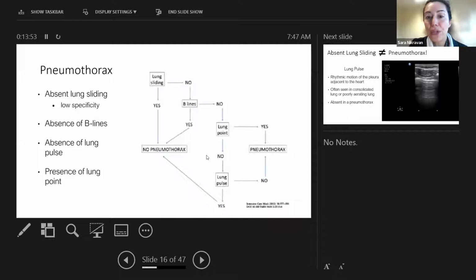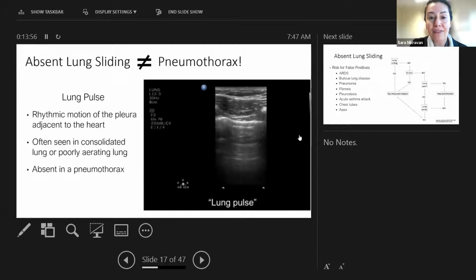But what if you don't see a lung point either? Then the next thing you have to ask yourself is, is there a lung pulse? What a lung pulse means is that the visceral and the parietal pleura are actually in contact with each other, but the lung is not very well aerated. And for that reason, as the heart beats, it causes this pulsing to and fro motion of the visceral and parietal pleura to give you almost like a pulse appearance of the pleura. But that doesn't mean that there's no lung sliding because of a pneumothorax. It just means that there's a lack of lung sliding because the lung is poorly aerated.